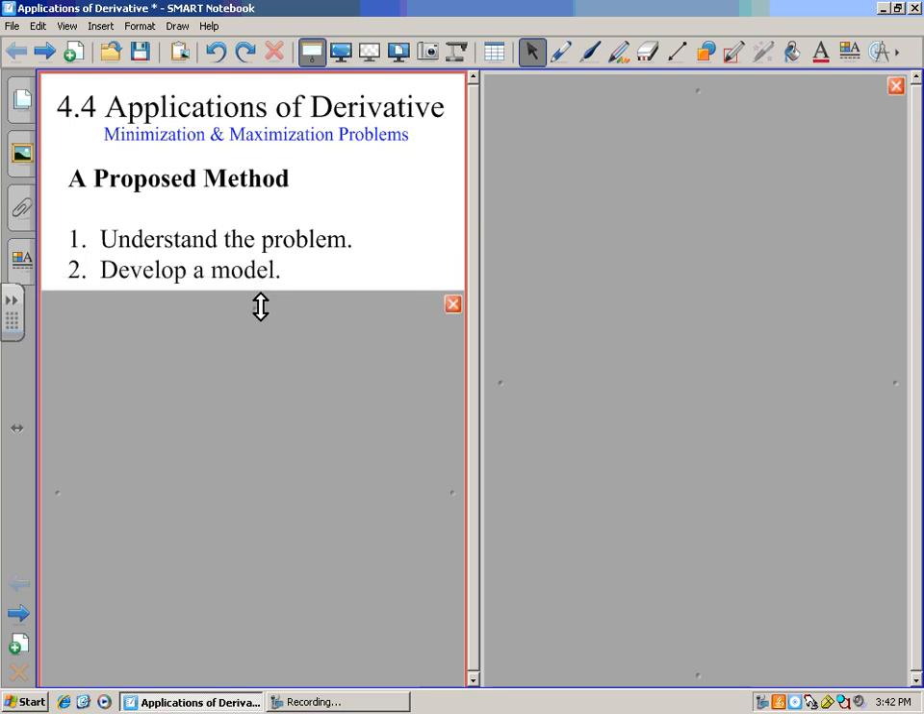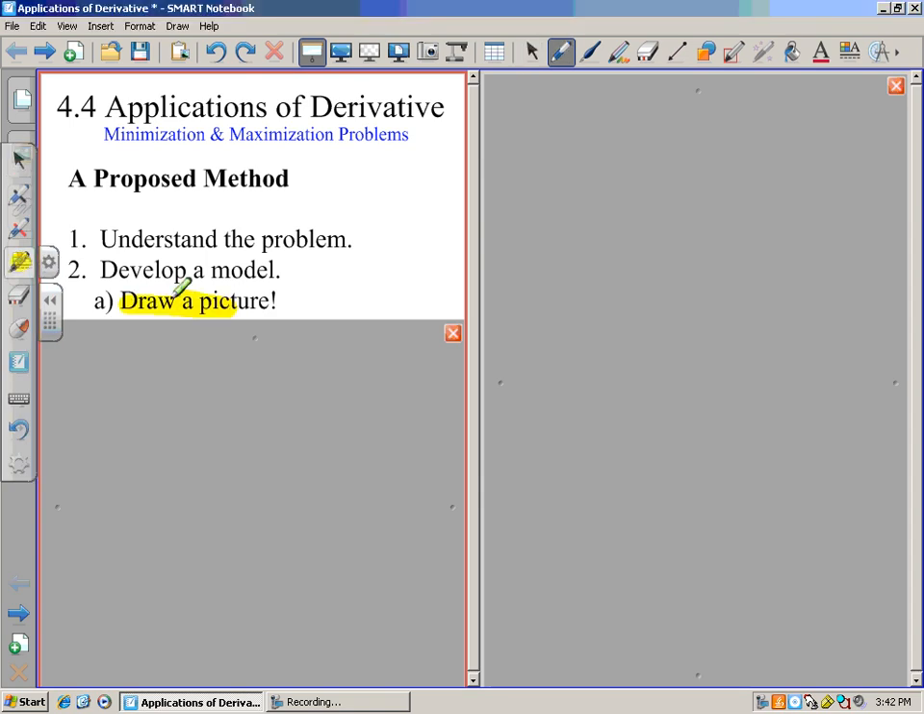Secondly, we're going to develop a model. So this is a mathematical model of the situation. So the first step in my mind is draw a picture. This particular point I cannot underline enough. In fact, I'm going to highlight it. Draw a picture whenever a picture makes sense, which I think is in more cases than you allow.